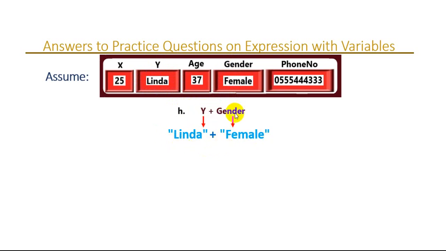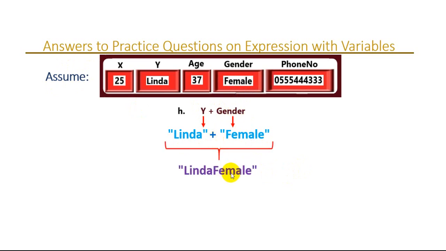So when you say Y plus gender, this is exactly what it means at this time because Y contains Linda. If Y had some other word, then we would have to use that word here. Similarly, gender has female, so we are using female. If gender had some other word, we would have to use that word. We have to refer to the contents of gender and take it. At this point, it's female. That's what we are assuming. So we are concatenating Y and gender, Linda and female.